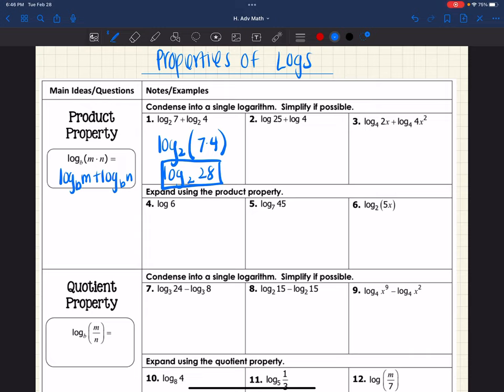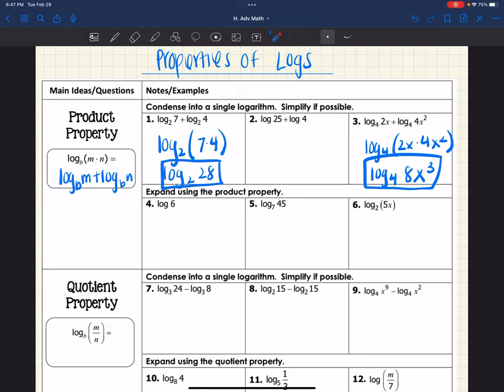Easy, yeah? I'll do number 3 just because, probably because of the x, it might look a little confusing. Remember, by the way, in number 2, when you don't see a base, it's implied to be 10. That means it's a common log. So going on to number 3, I have 2 logs. They are being added together. They have the same base. So to condense this down, this will be log base 4 of 2x times 4x squared, which simplifies down to log base 4 of 8x cubed. Got it? That's condensing into a single log.